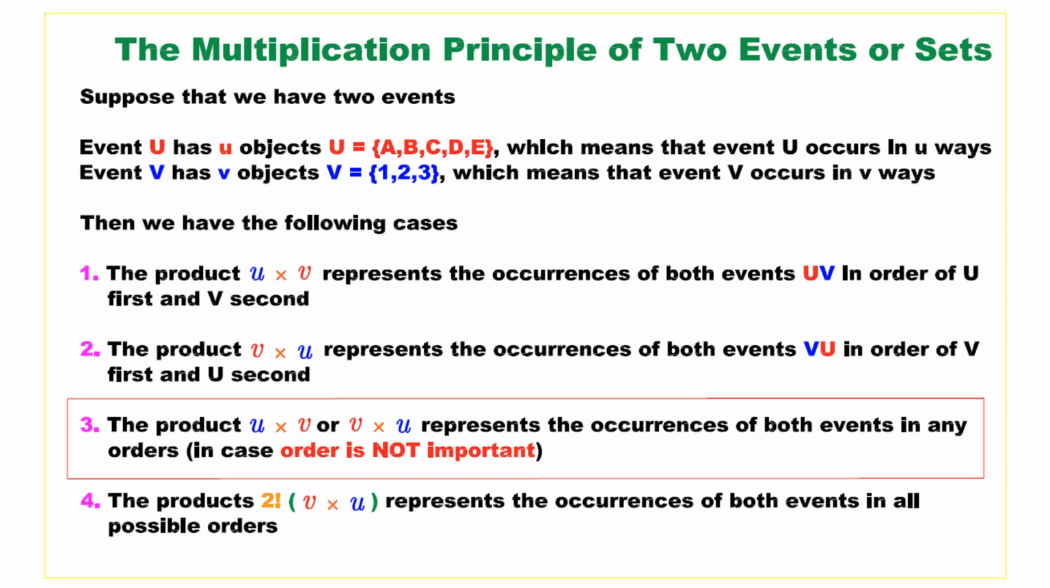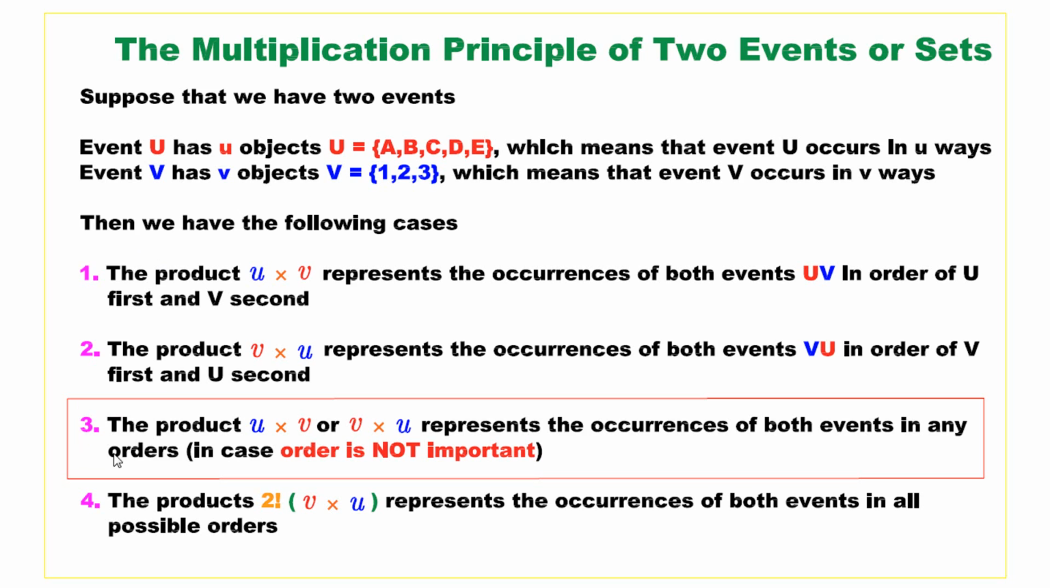But before we continue, let us remember the multiplication principle of two events or sets. If event U has U objects and event V has V objects, then the product U times V or V times U represents the occurrences of both events in any order, and this is the case of the multiplication principle where order is not important. So there are cases for the multiplication principle where order is important, such as this case, and also this case here, but we don't need them now.